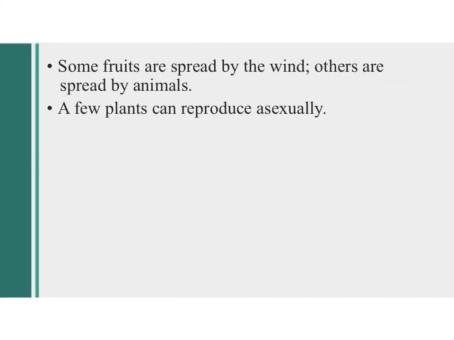Some fruits are spread by wind, while the pollen is spread by animals. And there are a few plants that can reproduce on their own asexually, okay? So some fruits are spread by the wind, while other fruits contain a lot of sugar, and those are the ones that attract birds and bees and things like that, and they disperse their seeds by eating the fruit. Isn't it amazing how God used animals to take care of his work too?